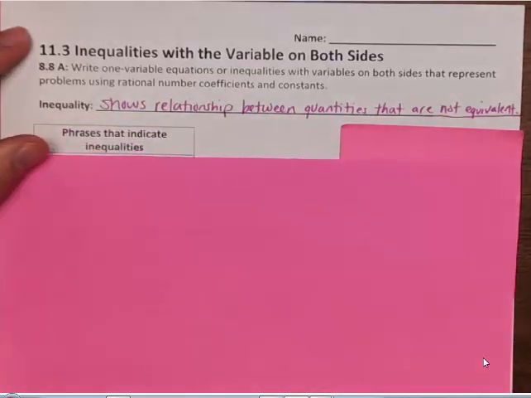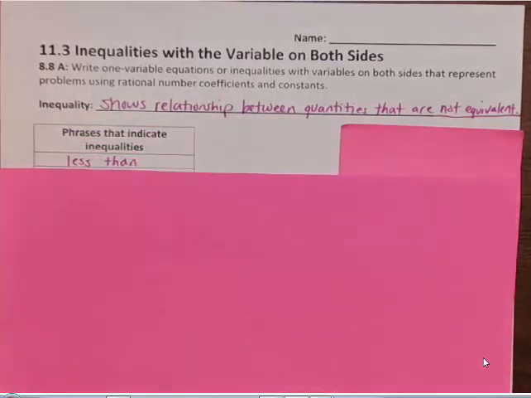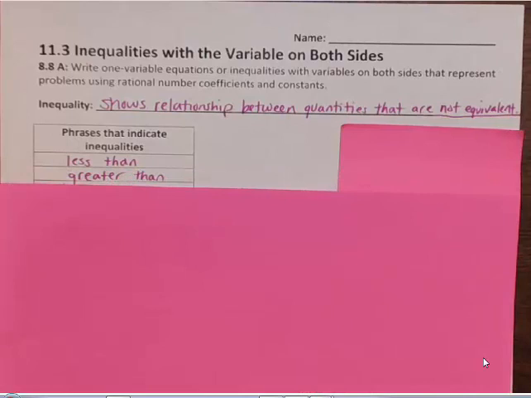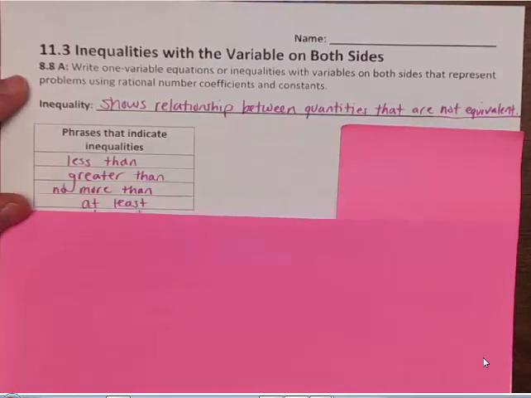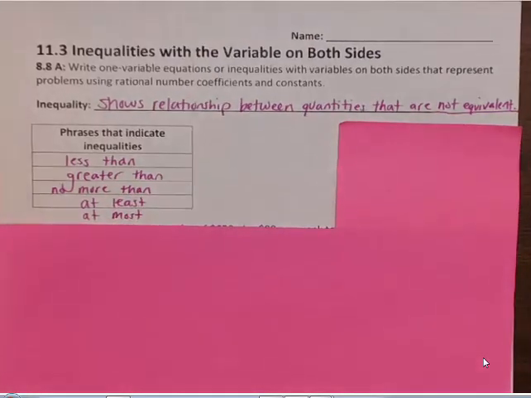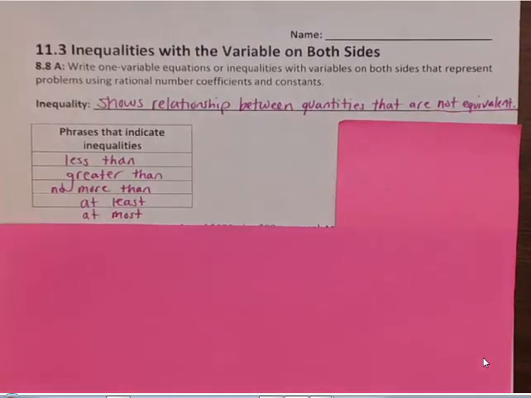First one is going to be less than, and I'm going to show you that symbol in a second. Another phrase that they might use is greater than. They might also use no more than, and they're going to use at least or at most. So all of these phrases are going to be identified with using an inequality.